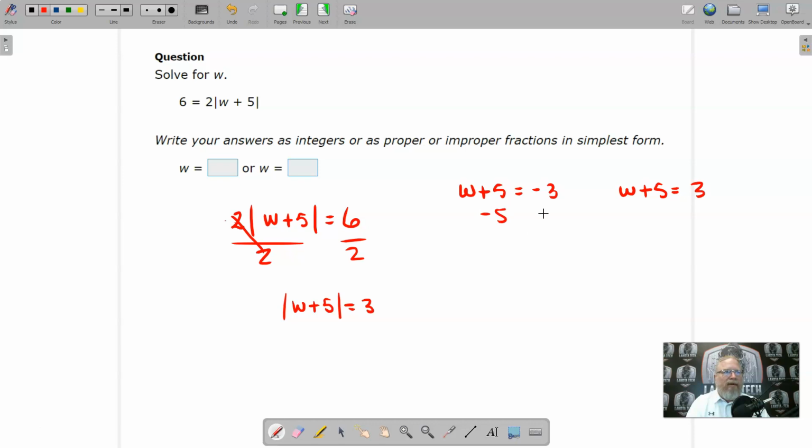Let's go ahead and subtract 5 from each side. And whenever I do that, I'm going to end up with just w on the left, and -3 minus 5 is going to be -8. So one solution is -8. And then on the other side, again, I'm going to subtract 5, and the 5s will cancel each other, leaving me with just w. And 3 minus 5 is going to be -2. So my other solution is -2. The solutions are -8 and -2.